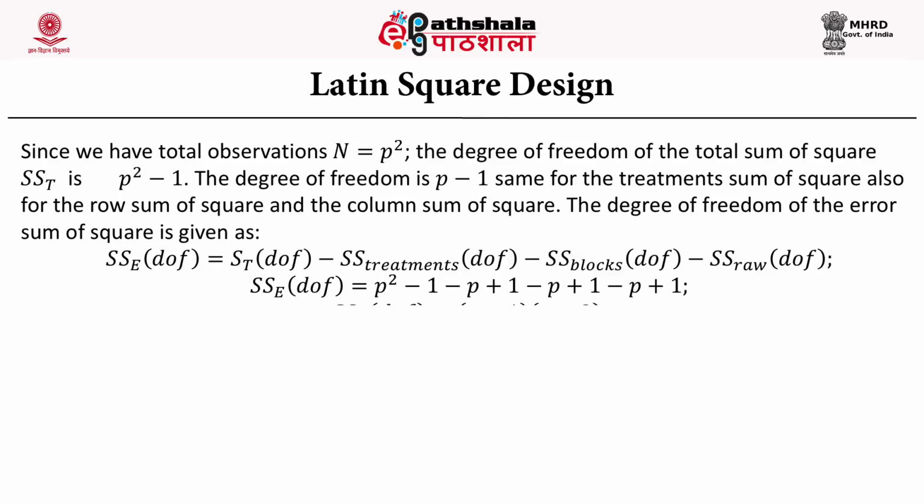The degree of freedom of the error term is given as the sum of square of error degree of freedom, which is equal to sum of square of total degree of freedom minus sum of square of treatment degree of freedom minus sum of square of column degree of freedom minus sum of square of rows degree of freedom. Error degree of freedom is equal to p square minus 1 minus p plus 1 minus p plus 1 minus p plus 1. After solving, the error degree of freedom comes out to be p minus 1 into p minus 2.